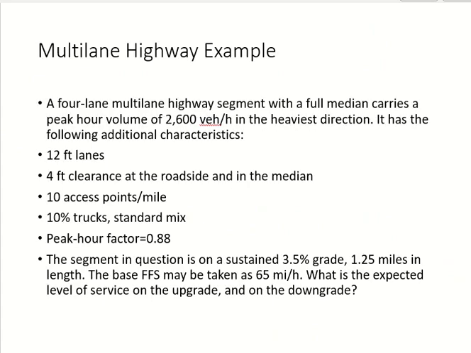Okay, now we have a multi-lane highway example. 4 lane, volume is given, 12 feet lane width, 4 feet lateral clearance. 10 access points per mile, 10% trucks, peak hour factor is given. Segment has 3.5% gradient, 1.25 miles in length. The base free flow speed is 65. What is the level of service on upward and downward gradient?